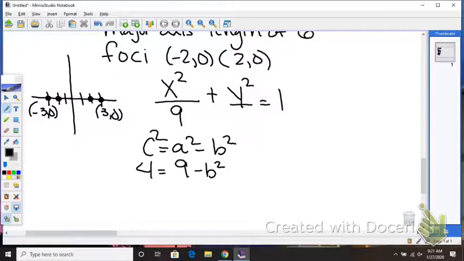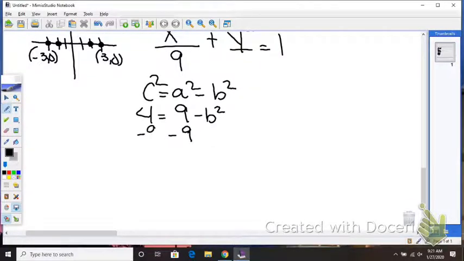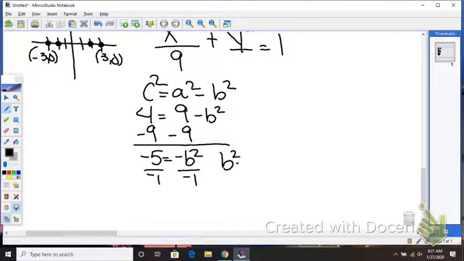So I'm going to subtract the 9 over. So I have negative 5 equals negative b squared. And then divide by negative 1. So my b squared is equal to 5. And that's what I need in my equation, because it's y squared over b squared. So not over 25, because b squared is 5. That means b is the square root of 5, but I really just want the b squared value, because that's what's in my equation: x squared over a squared, y squared over b squared. b squared is 5, so that's what you write here.